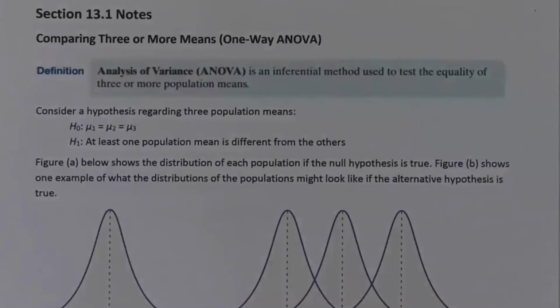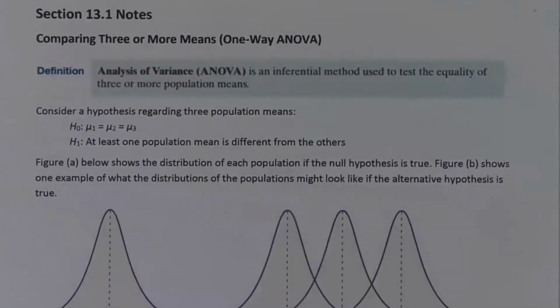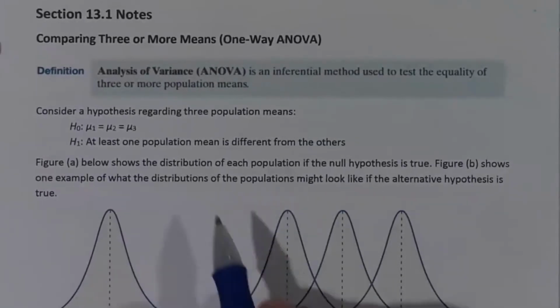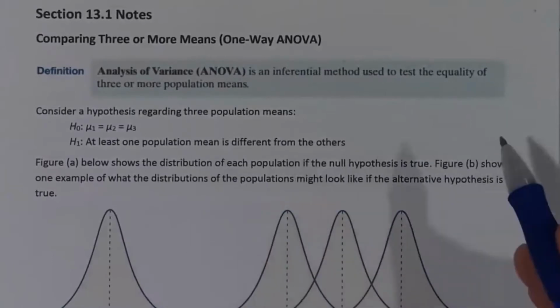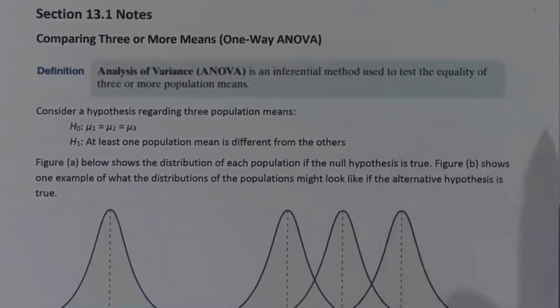So you may remember back in chapter 11, we looked at comparing two different proportions or two different means. So here, it's not just going to be two different means that we're comparing. We're going to be comparing three or more different means.